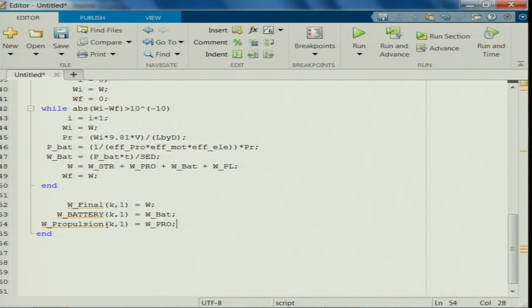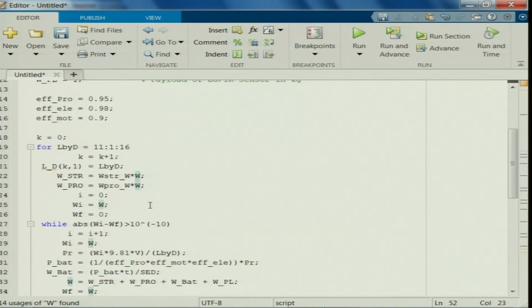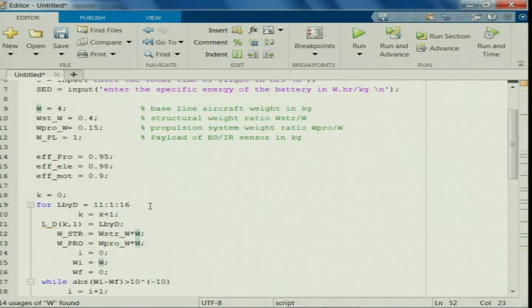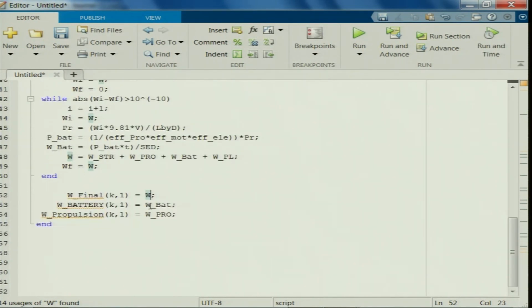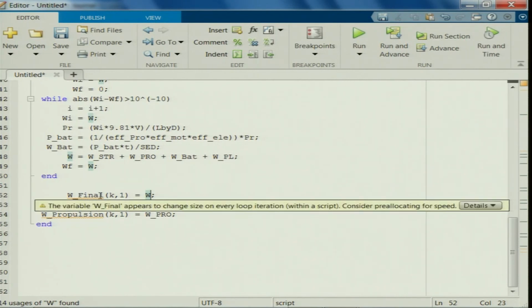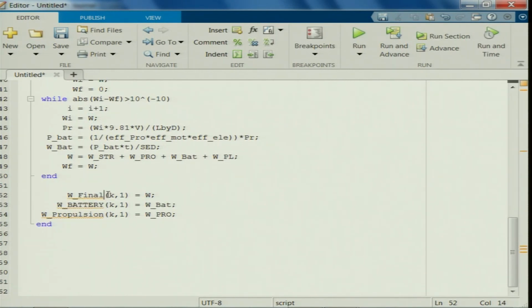Okay. So, propulsion weight, battery weight, and then payload is given. So, the total weight is also given. Apart from this, what do we require? Yeah, we do not require anything. So, with L by D, how this W final is changing, as well as the battery and propulsion weights, if you want to plot, you can plot a figure.